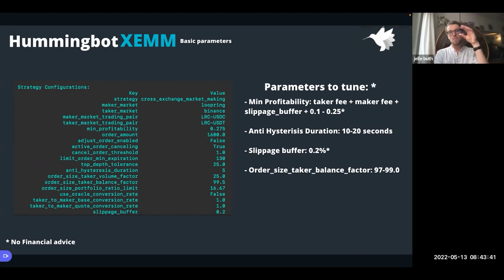So let's say I only have AVAX on my maker exchange and only USDT on my taker exchange. It will only place maker sell orders and no maker buy orders. And once these sell orders are filled, I buy on my taker exchange, and then I will only be placing buy orders on my maker exchange until these buy orders are filled. So it goes from only placing buy orders to only placing sell orders, and it will rebalance on and off. You know what I mean?